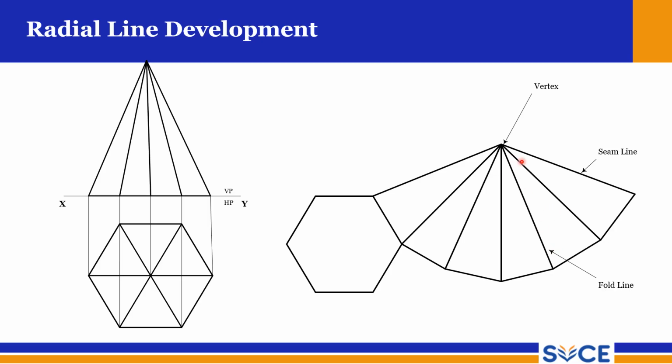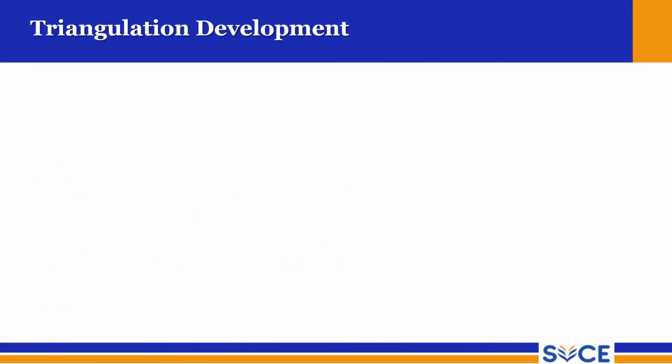So these are the slant edges, and this is the joining line, that is known as the seam line, and this becomes our vertex. So this is radial line development. We will see the step by step procedure.